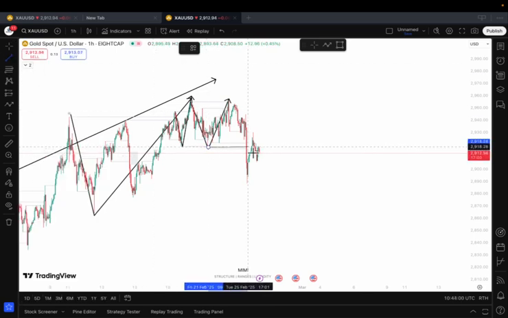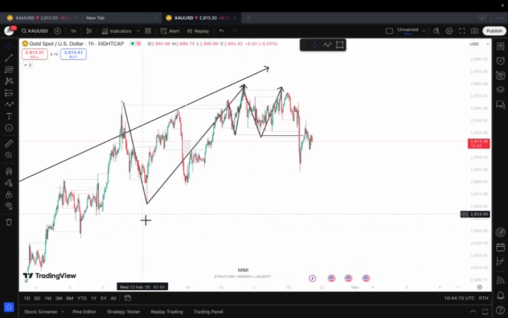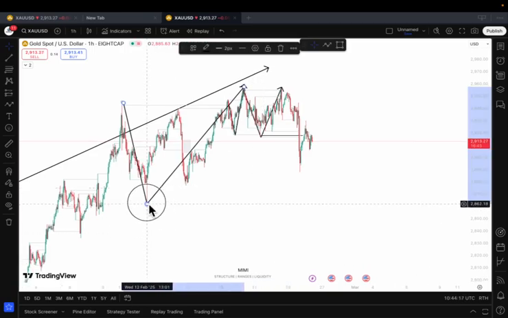Is inducement taken away? Inducement taken away does not mean that it's a downtrend, okay? Because price can take out inducement and still go in that direction. What confirms an internal downtrend is when the disruption gets taken away.